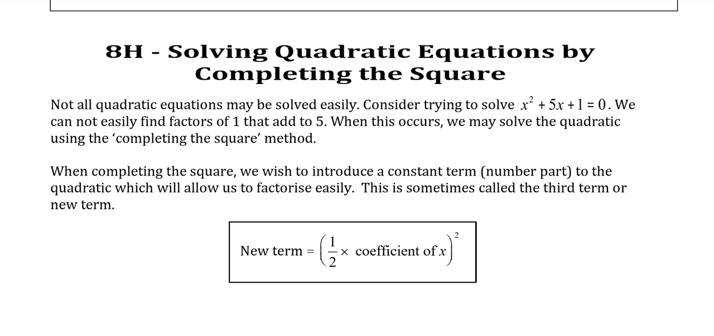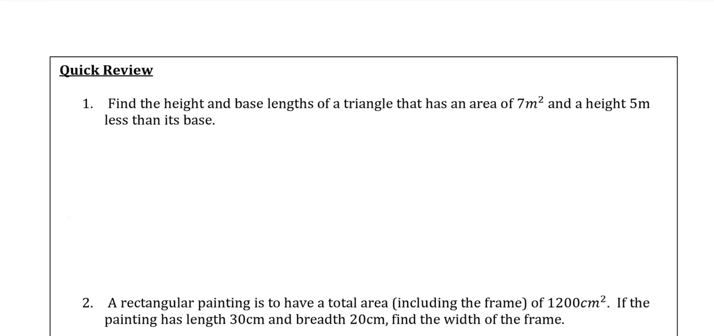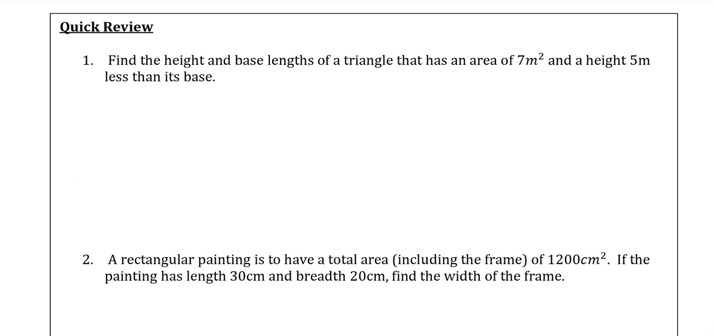Good morning, Year 10. Today we're going to be solving quadratic equations by completing the square. But before we do that, let's quickly revise what we did last lesson, which was using quadratics to solve word problems. So question 1 says, find the height and base lengths of a triangle that has an area of 7 meters squared and a height of 5 meters less than its base.